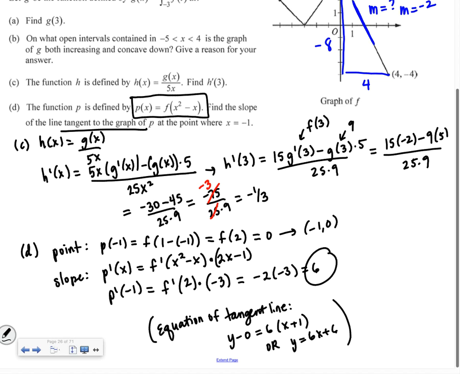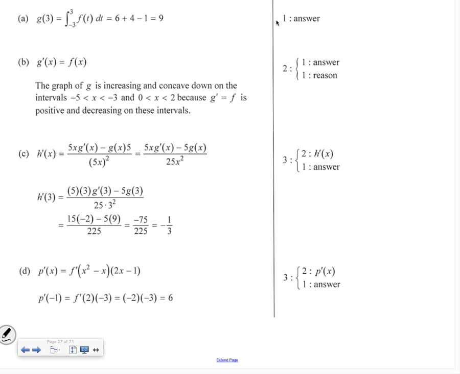All right, let's look at the scoring on this. So for part A, you get 1 point for your answer of 9. For part B, you get 1 point for your answer, which is -5 to -3, and also 0 to 2. And then 1 point for the reason. So you would need to say something about G is increasing and concave down, G prime is positive, G double prime is negative, something like that. C, you get 2 points for finding H prime of X correctly. So I don't know how they separate those 2 points, maybe the numerator and denominator or something. 1 point for the answer of -1/3. And then part D, you get 2 points for finding P prime correctly, so probably F prime times the chain. And then 1 point for your answer of 6.